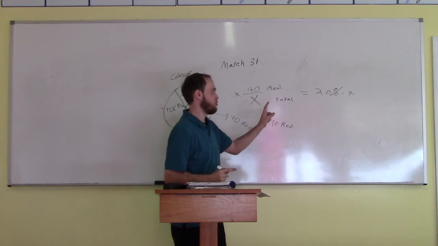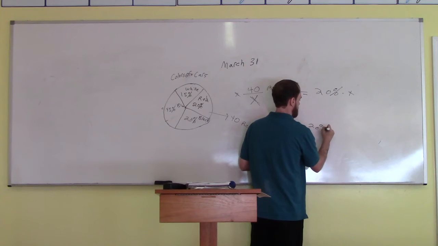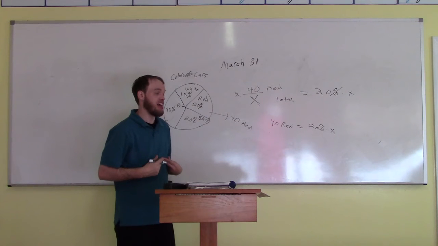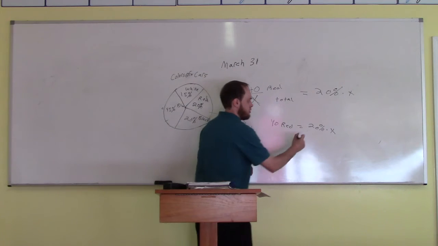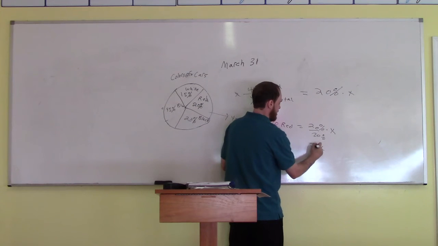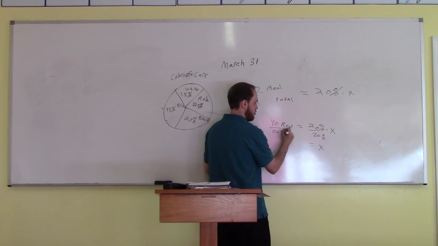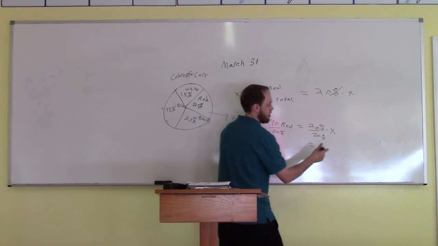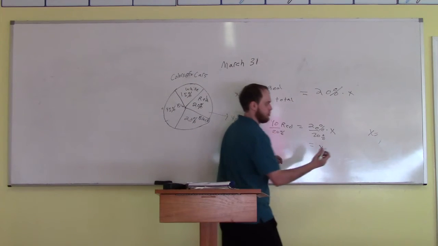And then over here you've got 20% times X. Then I want to solve for X. I want to get X by itself, and to do that, I want to divide by 20%, that way 20% divided by 20% is gone. And if I divide by 20 here, I've got to divide by 20 here. So really, X equals the 40 divided by 20%.